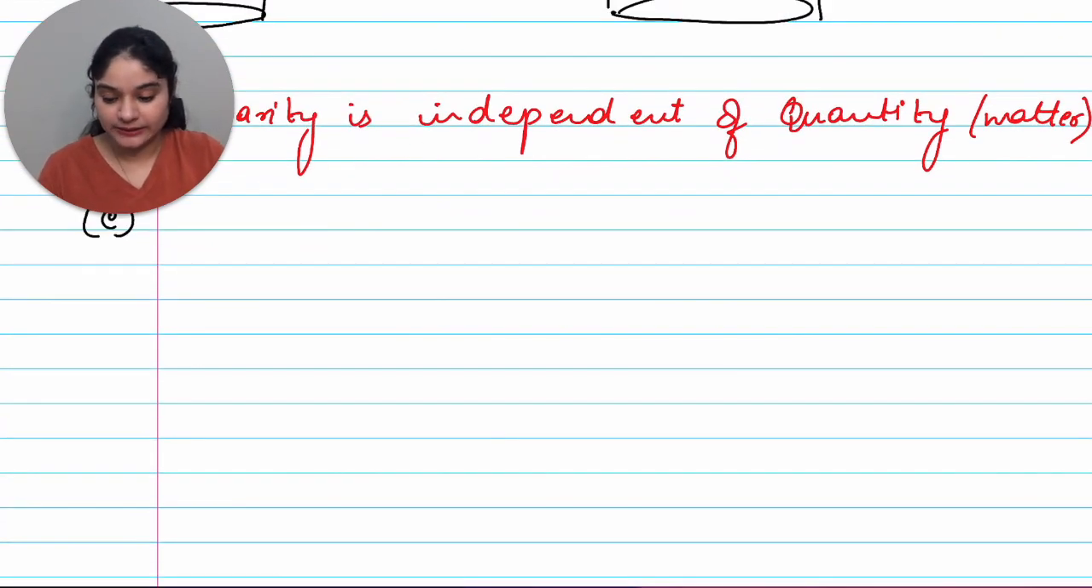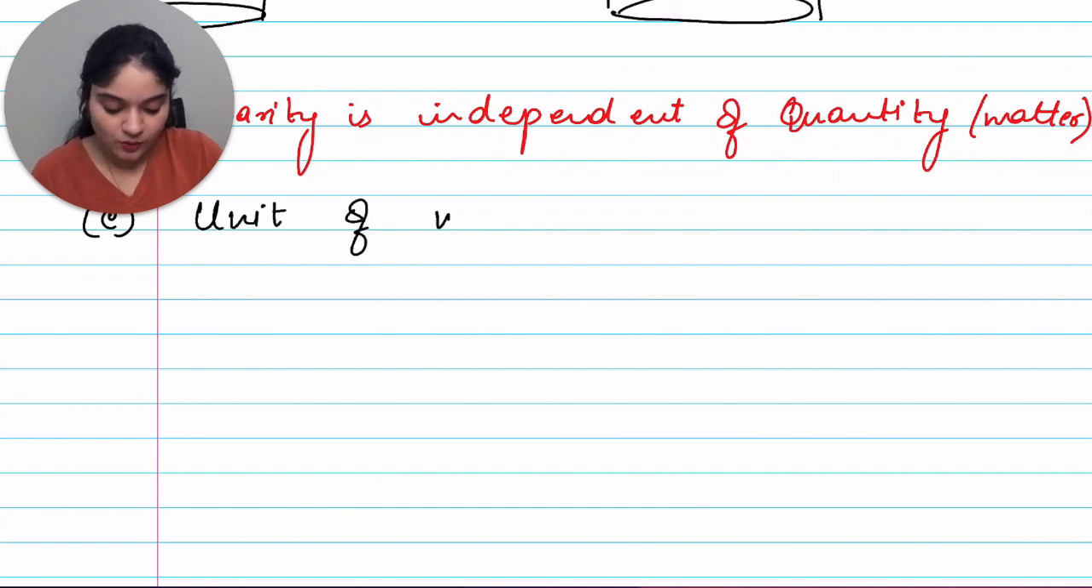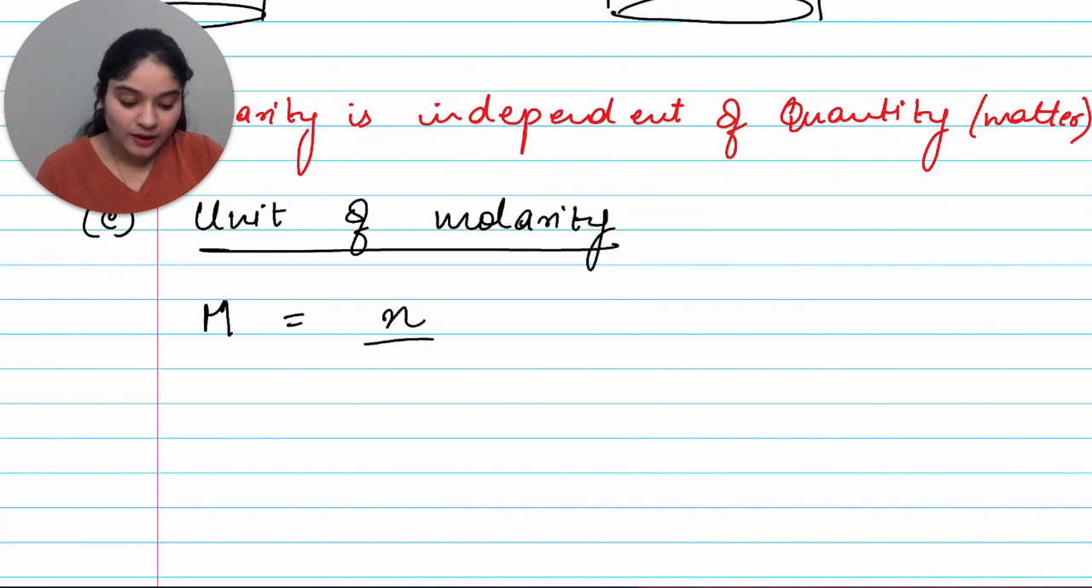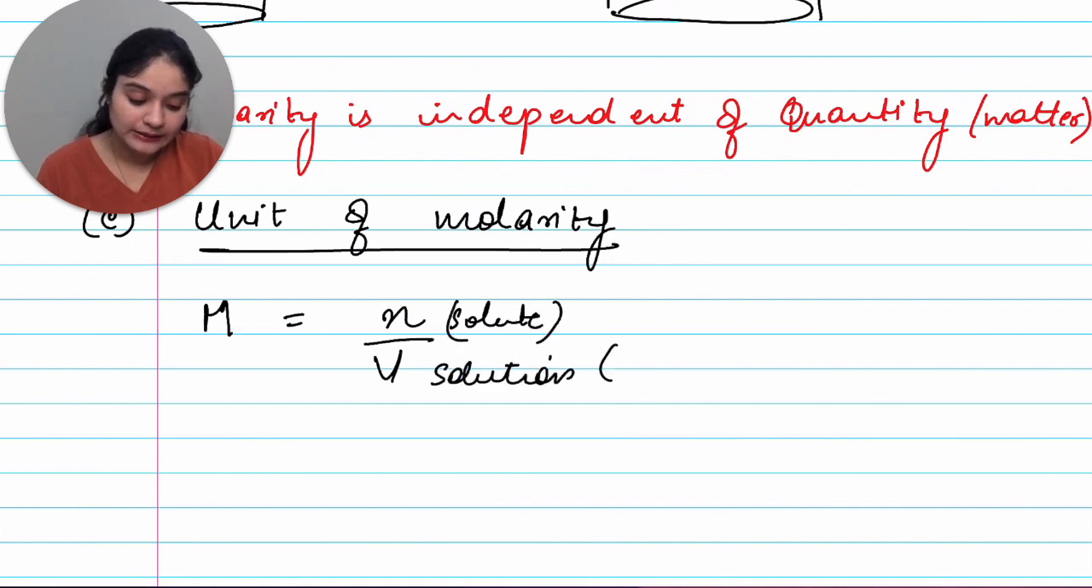So next is E. Let's look at that. What is the unit of molarity? When we talk about molarity, the formula was, repeat after me, M equals n upon V. n was the number of moles of solute. V was the volume of solution in liters.